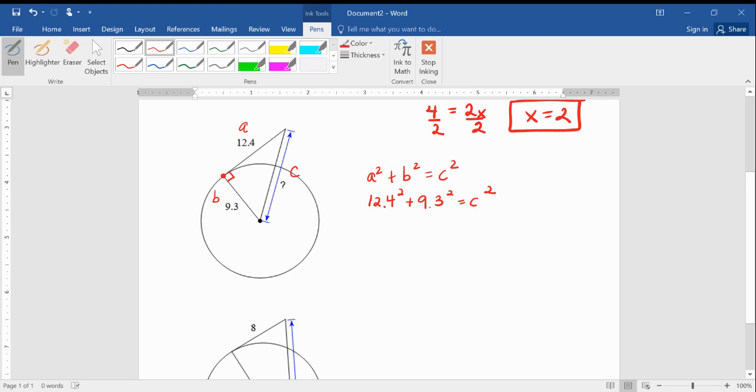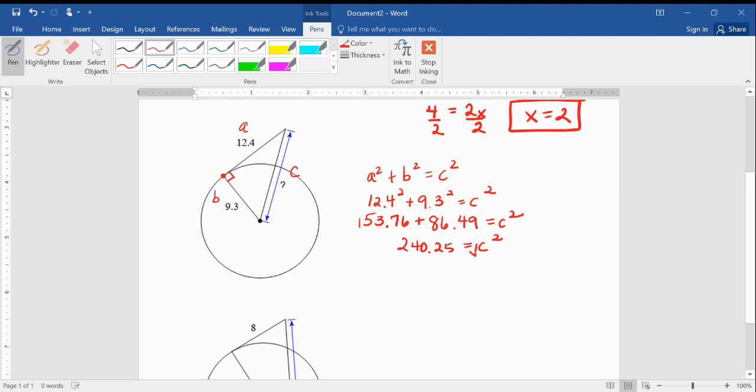So 12.4 squared is 153.76. We will add that to 9.3 squared, which is 86.49. It's still equal to c squared. So let's add these two numbers together on the left. We're looking at 240.25. Now that, remember, that's still equal to c squared.